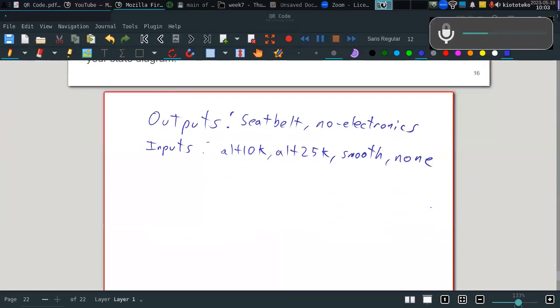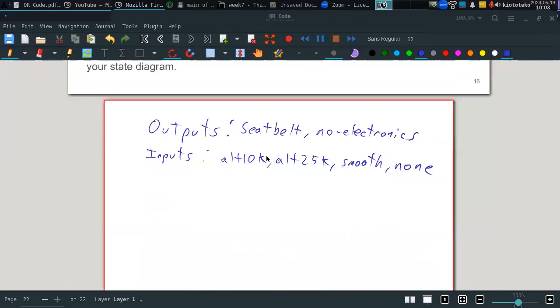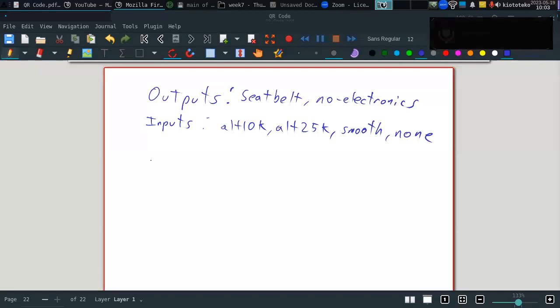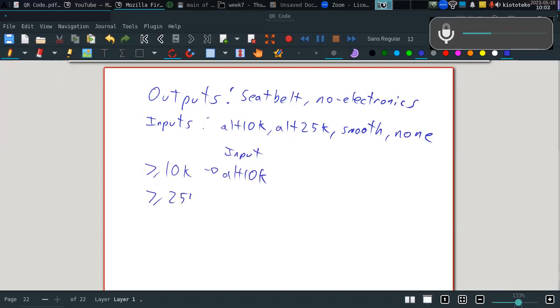So now let's try seeing the relationship with the inputs and the outputs. So it's telling us that when the airplane passes 10K, so it starts at the ground, no? Well, sorry. So when the plane is greater than 10K, the input will be alt 10K. It will signal alt 10K, no? Input. If it's greater than 25K, the input will be alt 25K.